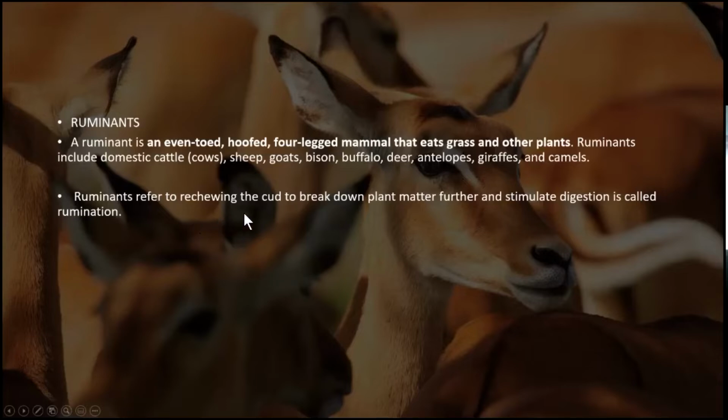Ruminants rechew the cud to break down the plant matter further and stimulate digestion. And this is called rumination. Now, I've heard that term when someone's thinking: hey, Joe, are you ruminating? You hear that expression sometimes, but I doubt they mean he's chewing his cud.